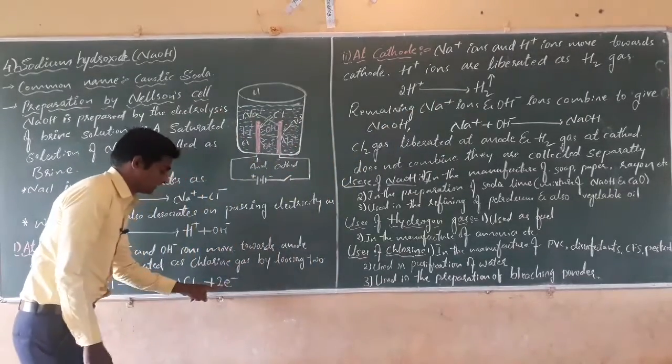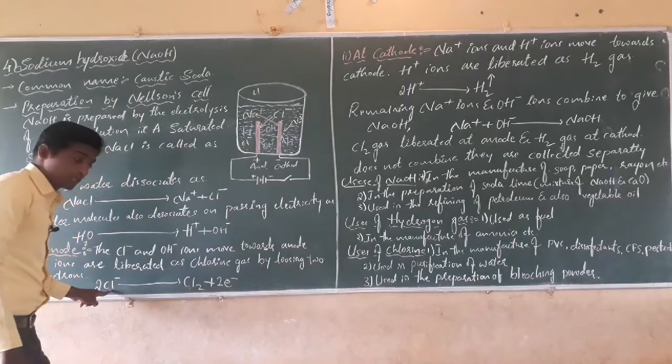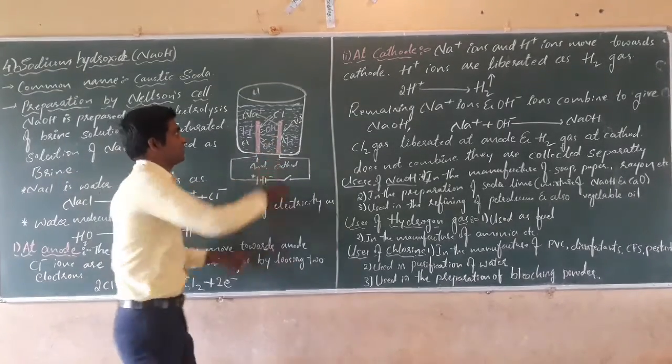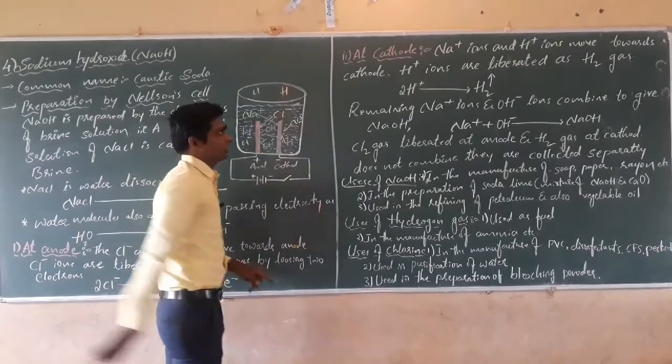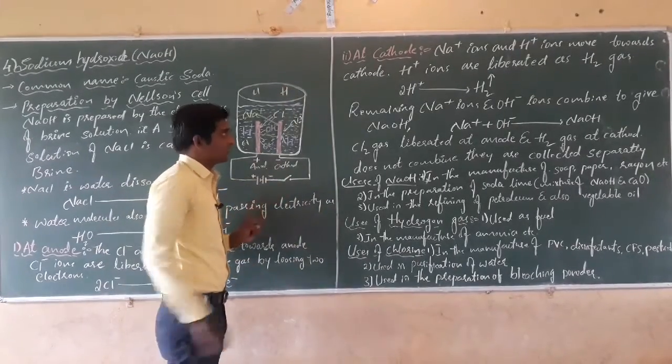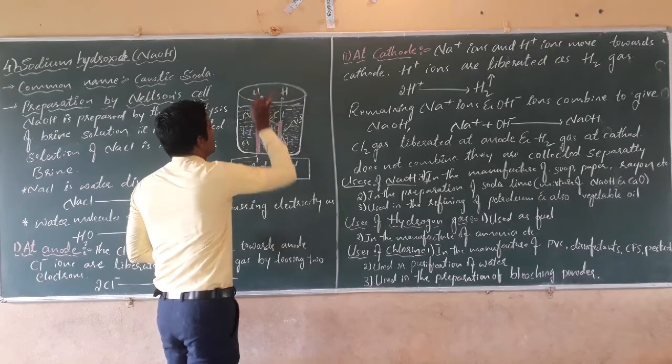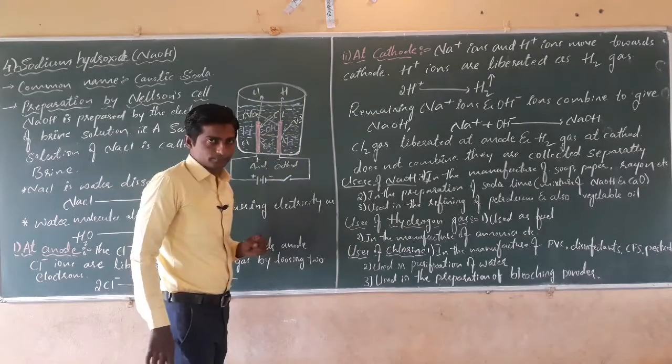Whatever the 2 electrons are lost by the chlorine, those 2 electrons are taken by the hydrogen and liberated as hydrogen gas at the cathode. At the cathode, hydrogen gas will be liberated. At the anode, the chlorine gas will be liberated.